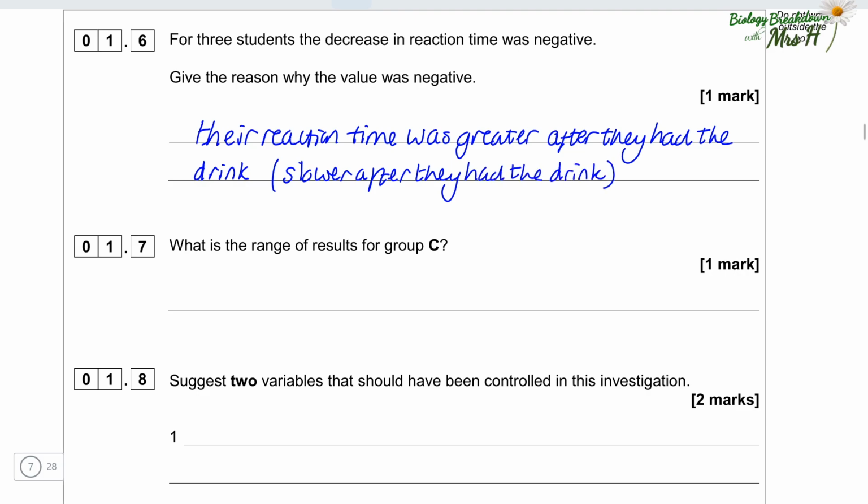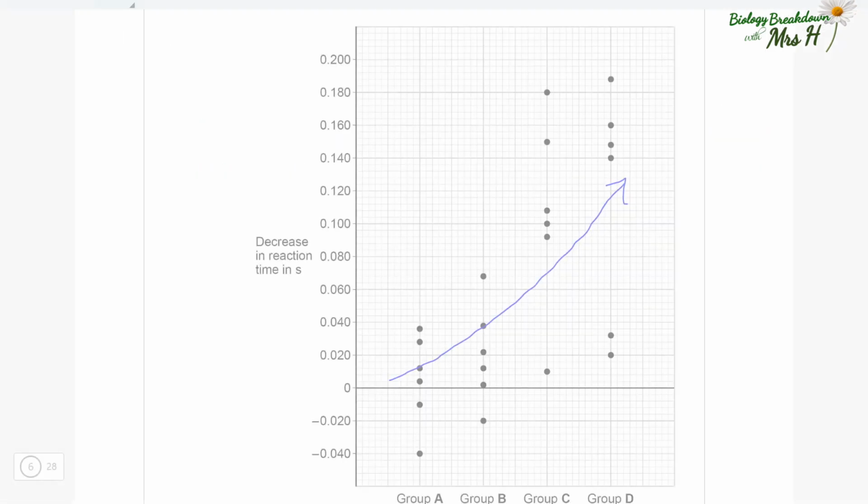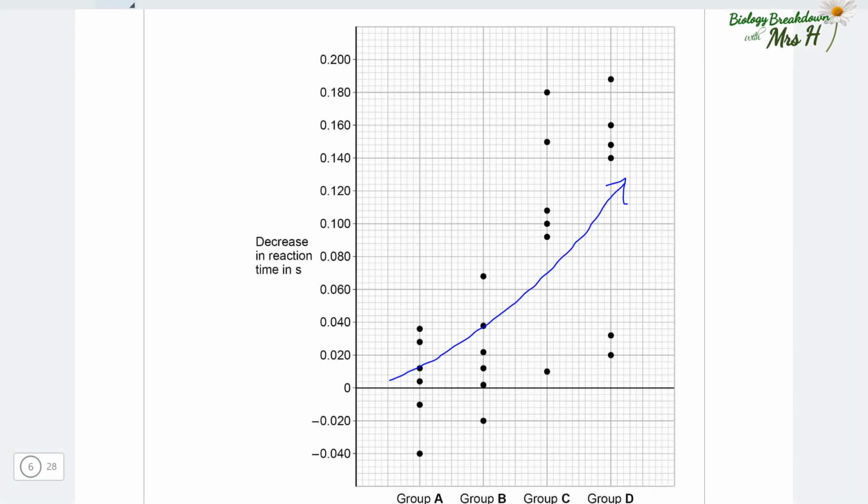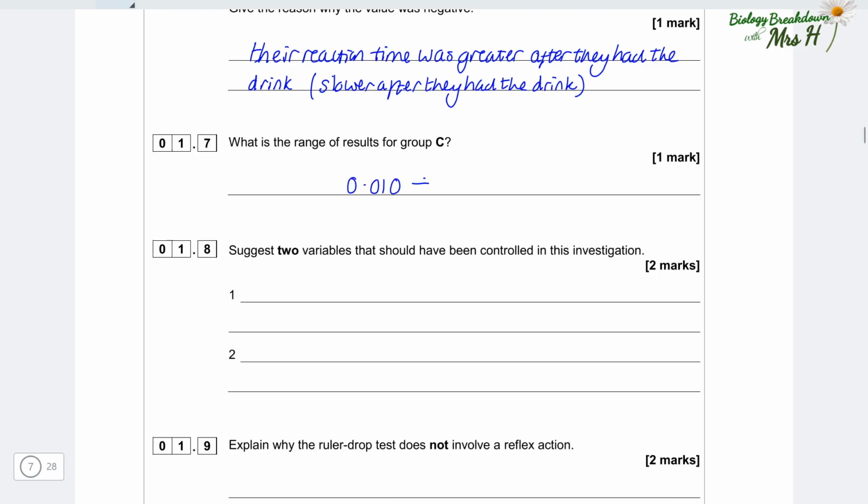What is the range of results for Group C? So we need to go to the graph. The lowest value of the decrease in reaction time is 0.010 seconds. Then the highest value is 0.180. Suggest 2 variables that should have been controlled in this investigation.